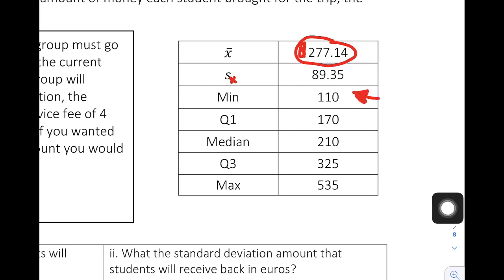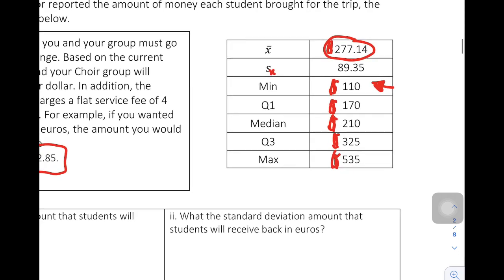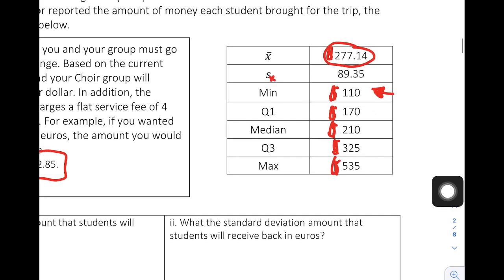This is the lowest value. So someone only brought $110 on the trip. Maybe they think that that's enough. The first quartile, the median, Q3, and then someone brought a lot of money. They brought $535. To me, this seems like an outlier. We can calculate that by looking at the fences, but we'll get to that if we need to. For now, it's important to understand that all this is in dollars.